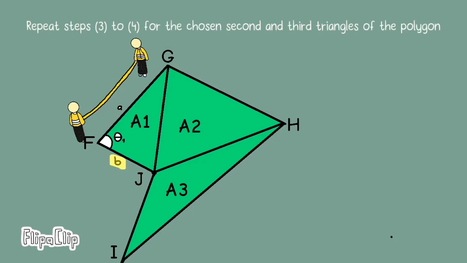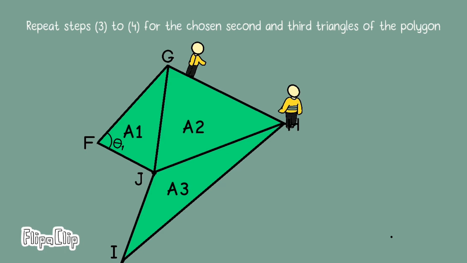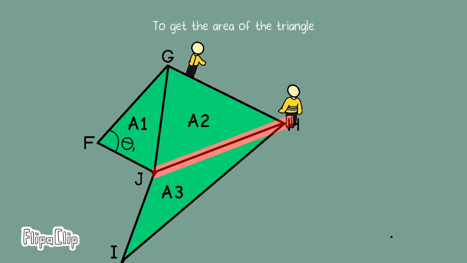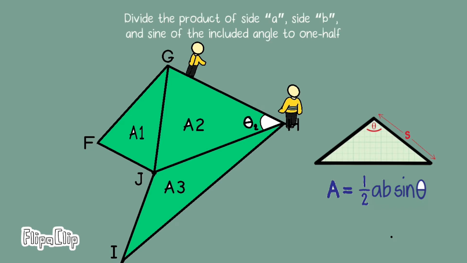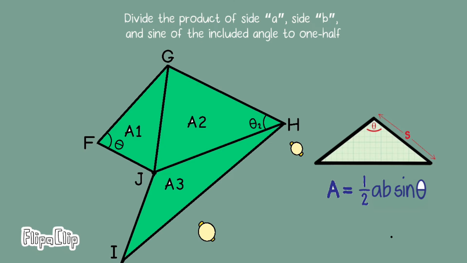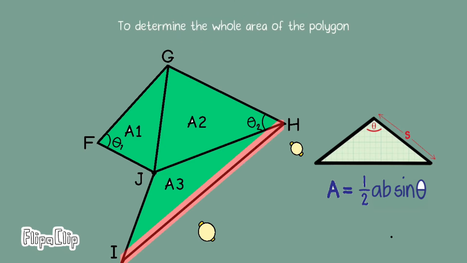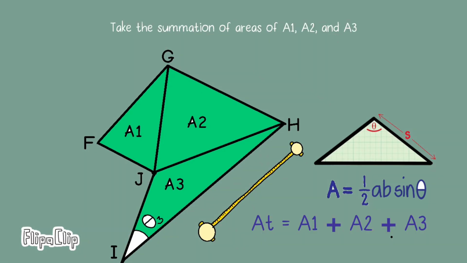Repeat steps 3 to 4 for the chosen second and third triangles of the polygon. To get the area of the triangle, multiply 1/2 by side A, side B, and the sine of the included angle. And to determine the whole area of the polygon, take the summation of areas of A1, A2, and A3.